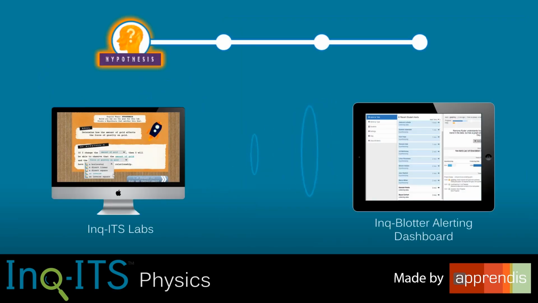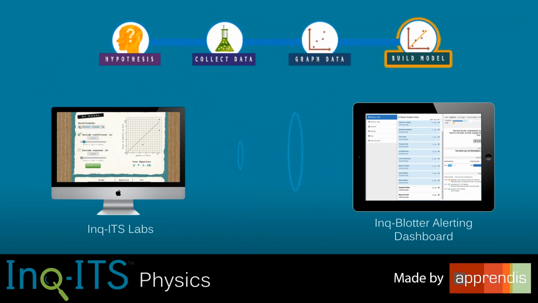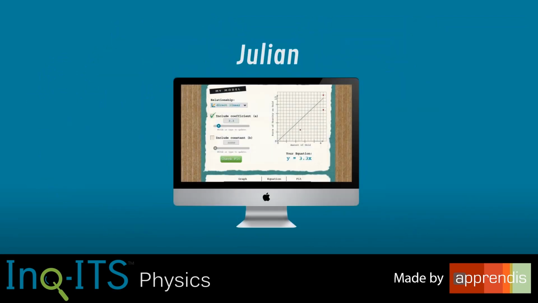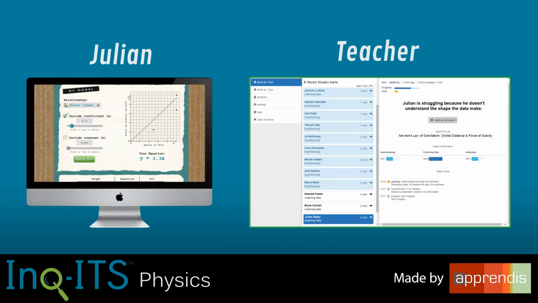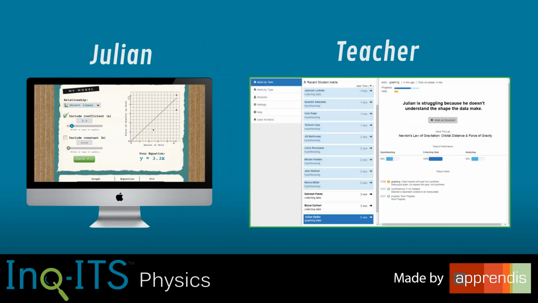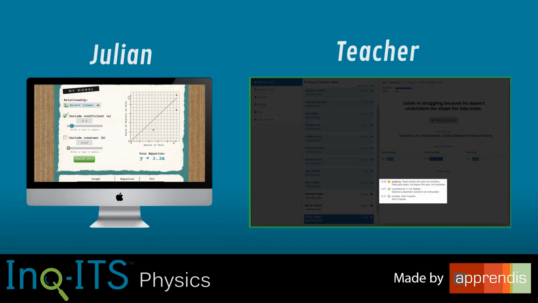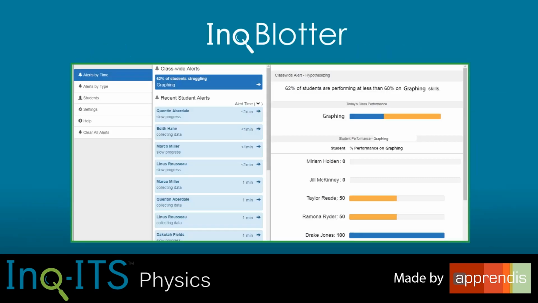With these assessments, Inq-Blotter notifies teachers when and exactly how students struggle. Imagine a student is struggling to construct a best fit curve. Inq-Blotter immediately alerts his teacher that he is struggling to create the curve because he doesn't understand the shape the data make. Knowing this, the teacher can review the student's past performance and provide the precise feedback he needs. Then she can move on to the next student in need. Inq-Blotter also alerts her if the whole class is struggling, so she can provide targeted instruction.